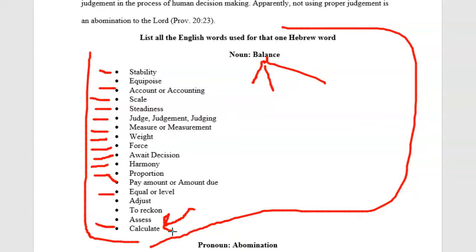I went to the bank and asked for the balance of my accounts. So therefore, it can refer to accounting. It can refer to amounts paid or amount due. So balance can be talking about money. It can also be talking about judgment. So what exactly is a balance?